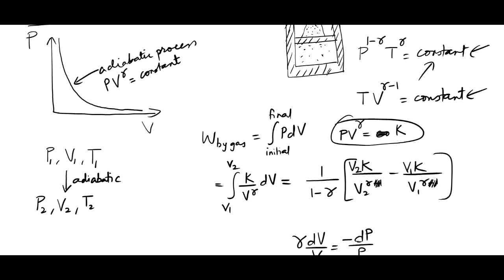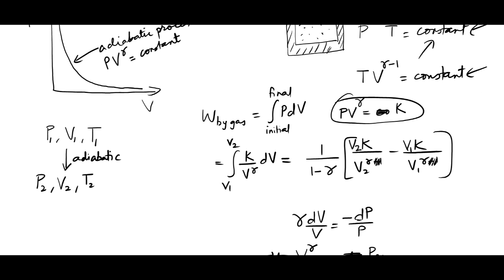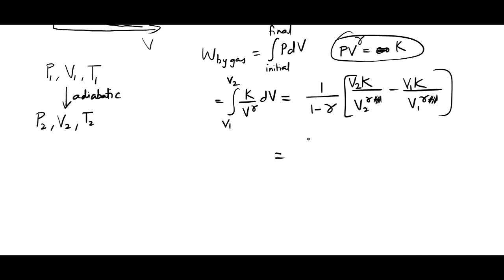So you have now the work done in an adiabatic process by an ideal gas to be 1 upon 1 minus gamma. Now K upon V2 raised to gamma, as described previously, is nothing but P2. So P2 V2, the product of the final pressure and volume, minus the product of the initial pressure and volume. So that's the work done by the gas in a reversible adiabatic process.